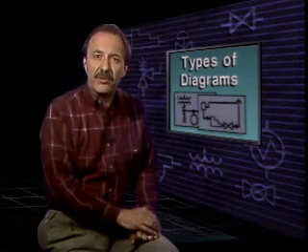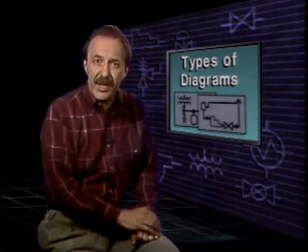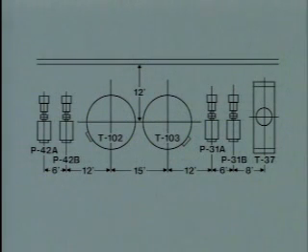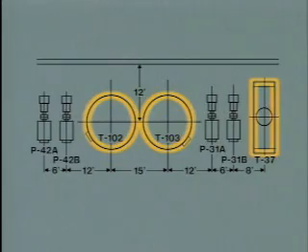Try some questions now to check your understanding of these types of diagrams. An equipment arrangement diagram shows locations for pieces of equipment. Each type of equipment is represented by a symbol. For example, these symbols represent pumps, these represent motors, and these represent tanks.